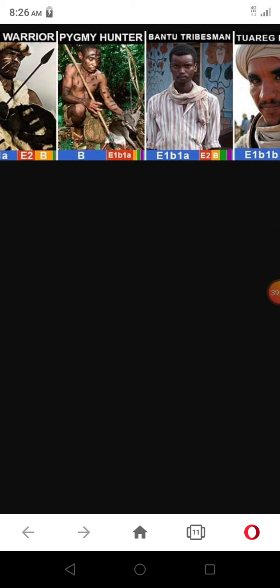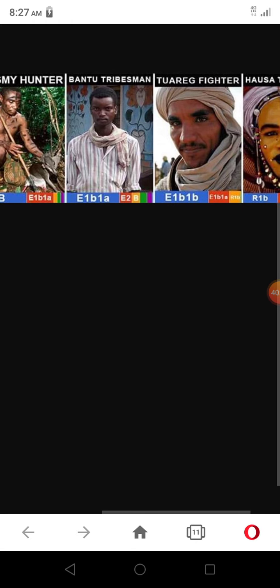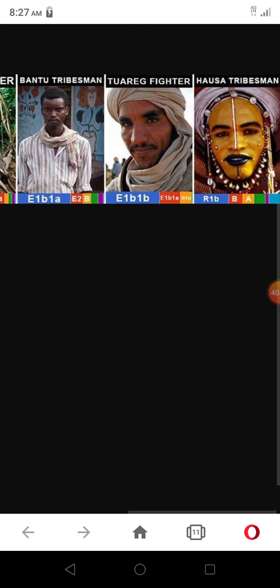Then we move into the Pygmy hunters. The B is a block. The next big portion of the group is the E1B1A grouping of people, and you can see the rest of how they process the rest.